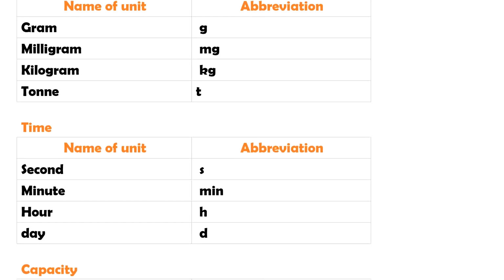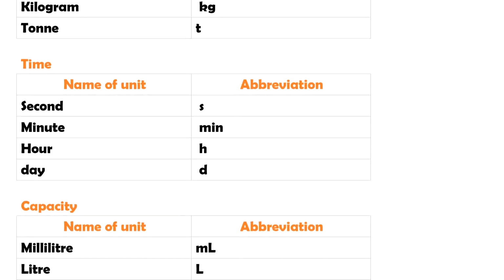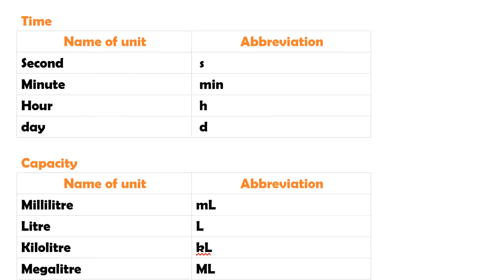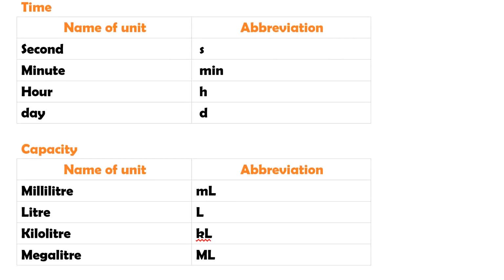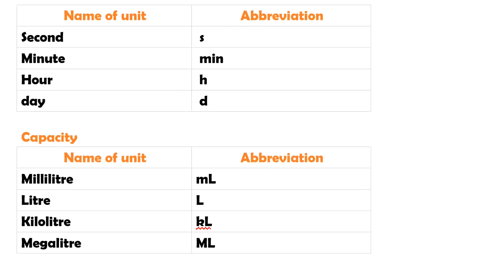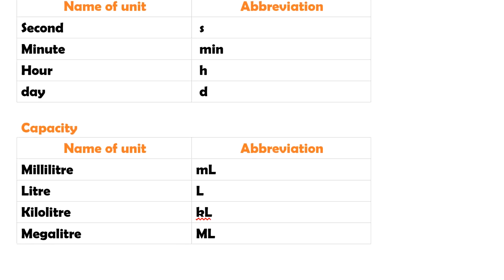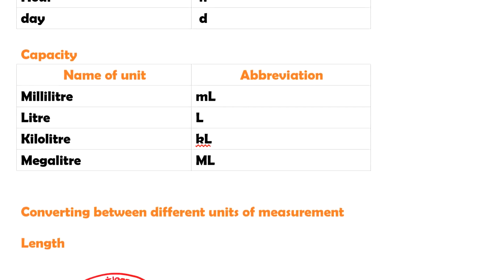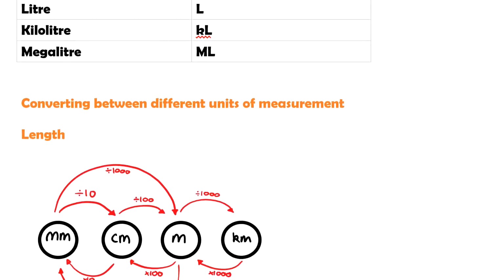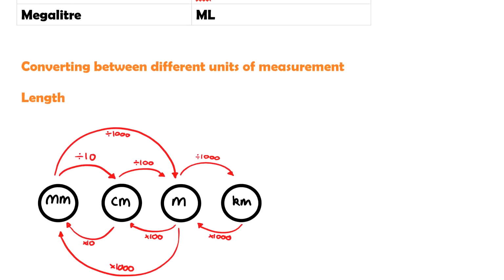So time: seconds, minutes, hours, days. Capacity or volume: milliliter, liter, kiloliter, megaliter. Alright? And like I said, mathematicians are lazy, so we tend to use the abbreviations in the right column to summarize instead of writing the whole word. So now we're going to get down to the good part, converting between different units of measurement.